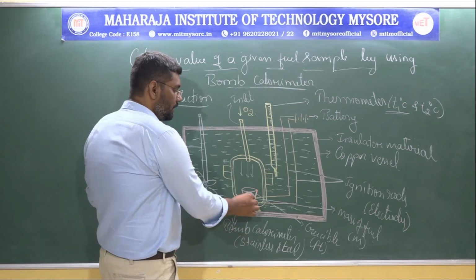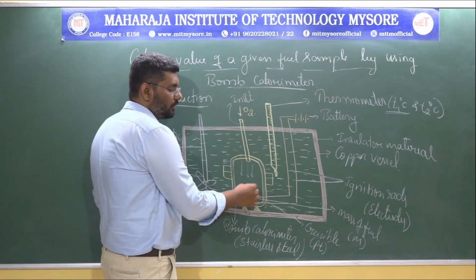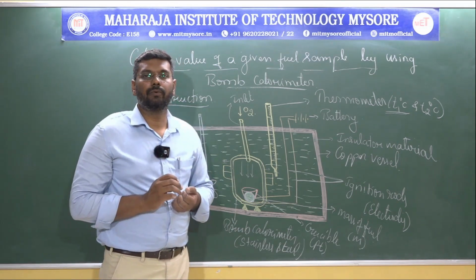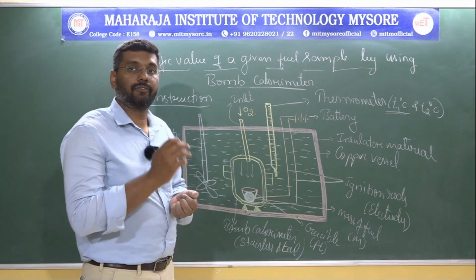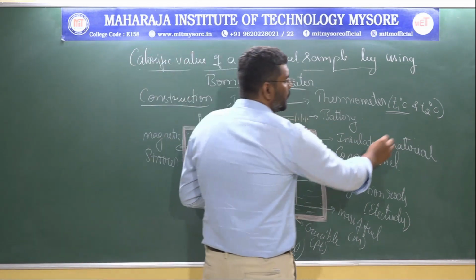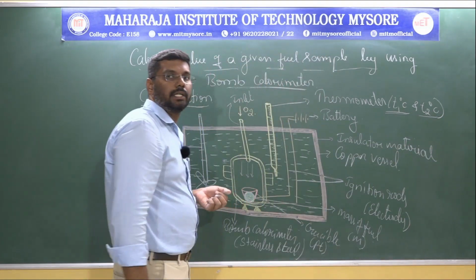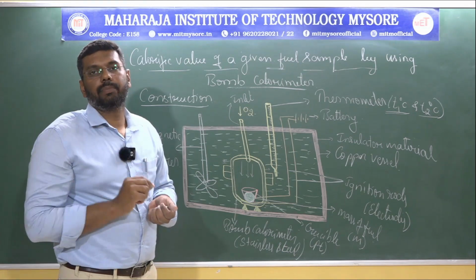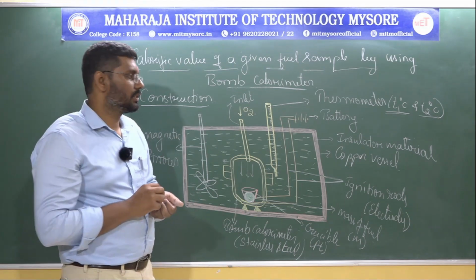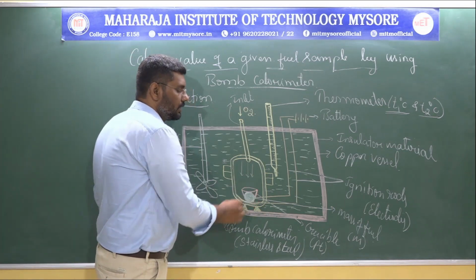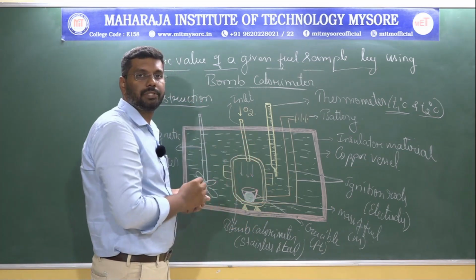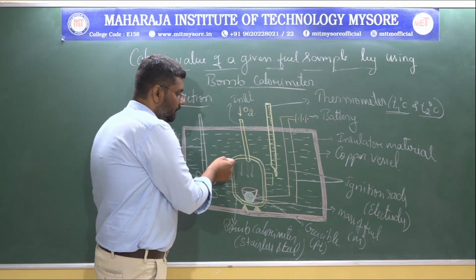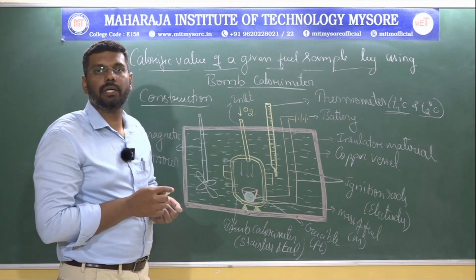Once there is complete ignition, meaning whatever fuel we have taken has been burned completely, 100% combustion, finally we determine the T2 degree centigrade of the water. T2 is nothing but the final temperature of the water body, because as the combustion takes place, the heat released during combustion is passed by the bomb calorimeter and raises the temperature of the water body.